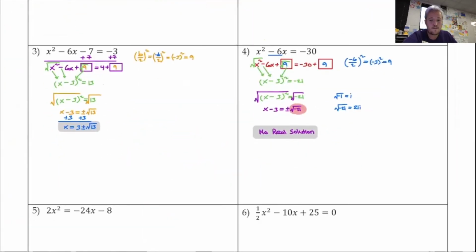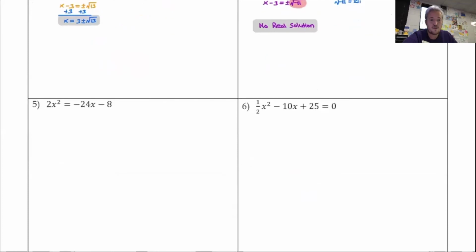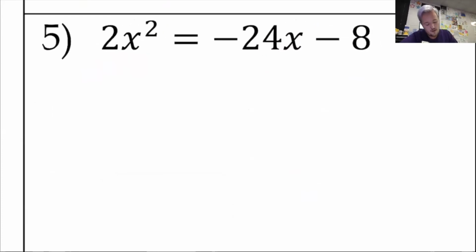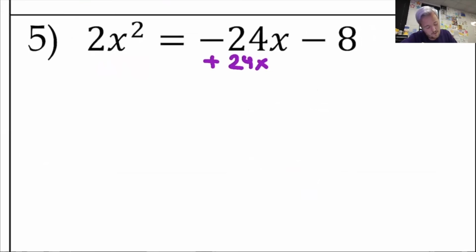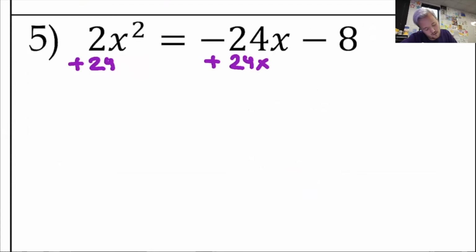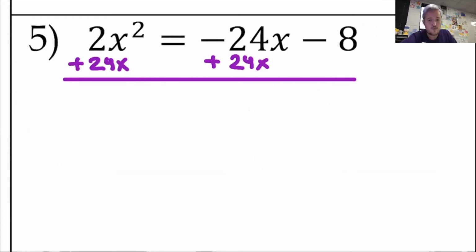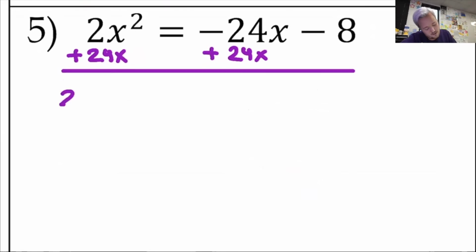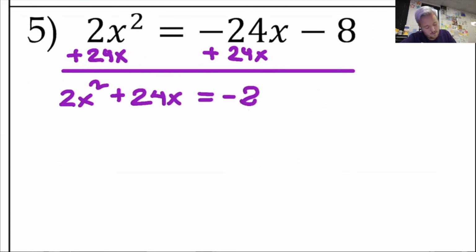All right. So moving on to number 5. So these are going to be the more tricky ones. First off, it's not even in standard form. So we got to put it in standard form first. So I'm going to add over this 24x, put it right back where it belongs, because we want the a and b on the same side and the c on the other side. So 2x squared plus 24x equals -8.